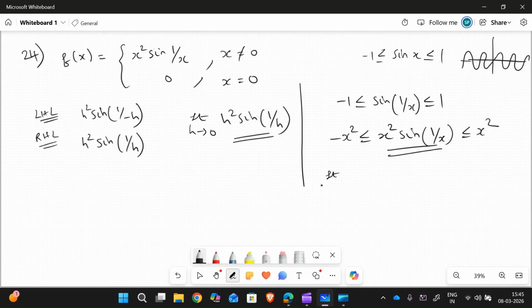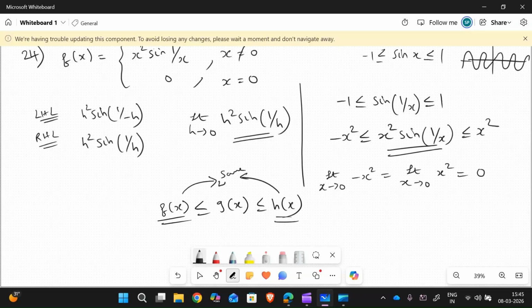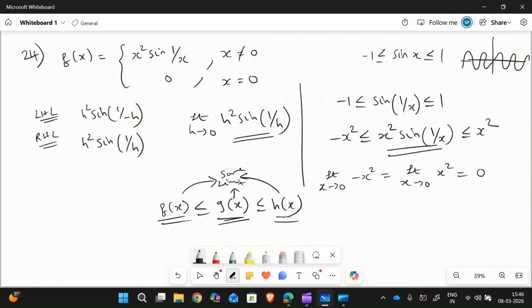Limit x tending to 0 minus x square is also equal to limit x tending to 0 x square, which is 0. So this is what the sandwich theorem says: when f of x is less than or equal to g of x is less than or equal to h of x, and f of x and h of x approach the same limit, your g of x will also go to the same limit. That is the sandwich theorem.